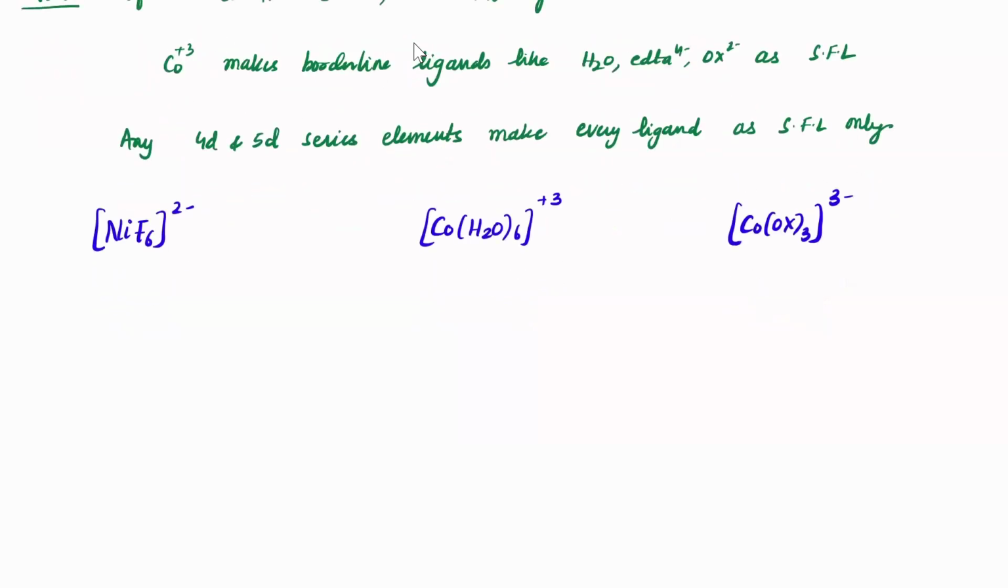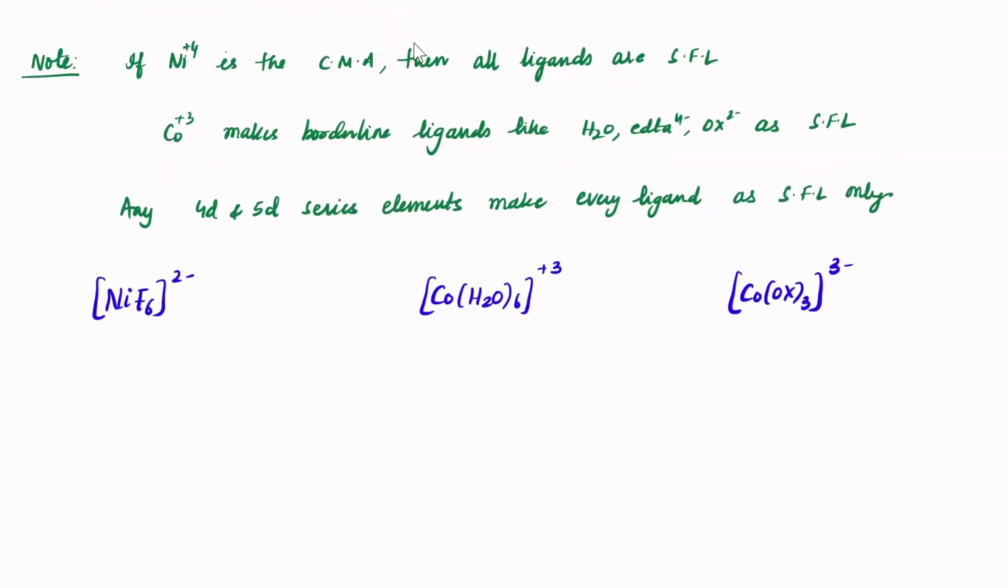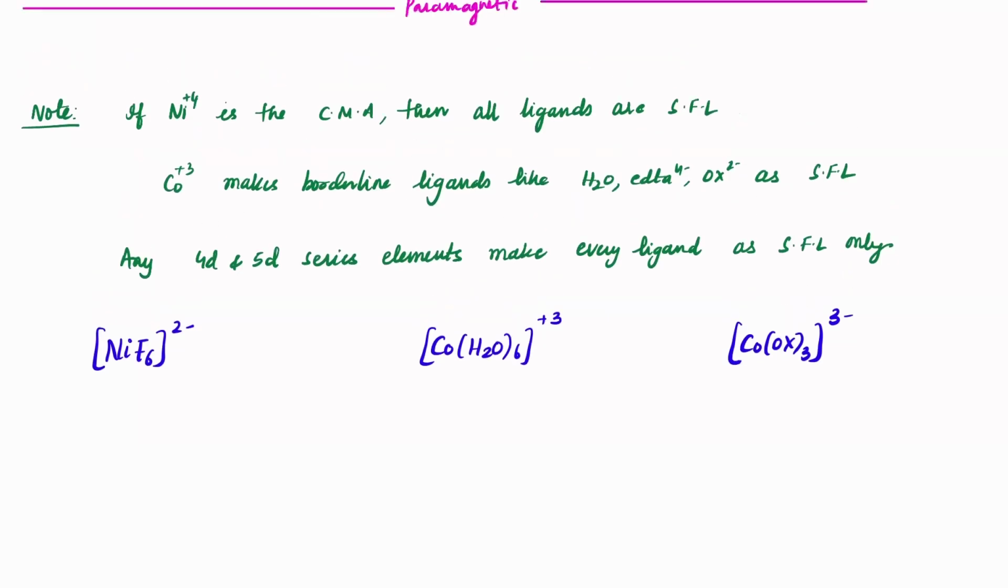So for example, if you take platinum, palladium, rhodium, ruthenium, osmium, any of these metals, if they are forming complexes, it is always regarded as strong field ligands. Whatever the ligand is, we'll always consider them as strong field ligands only. So keep these three statements clear, so that the solving becomes easy.